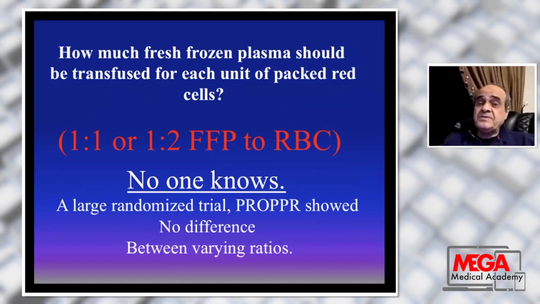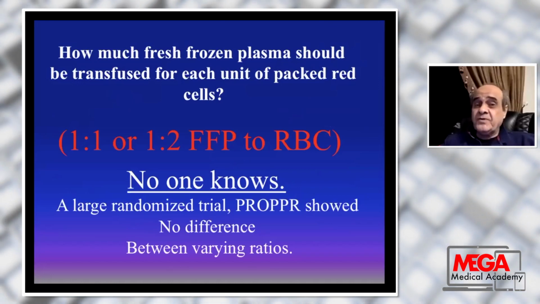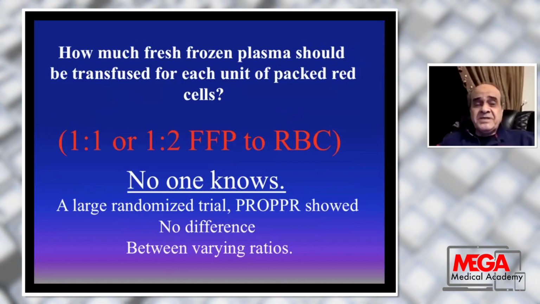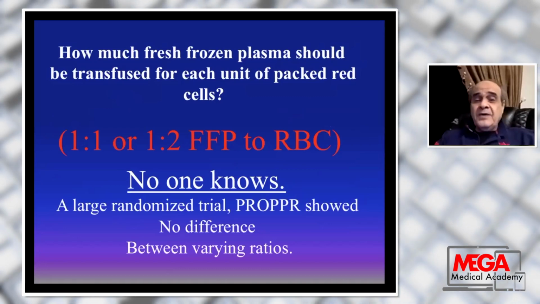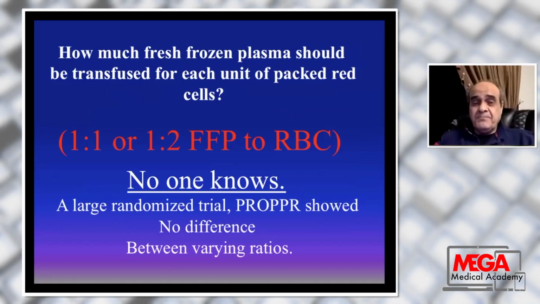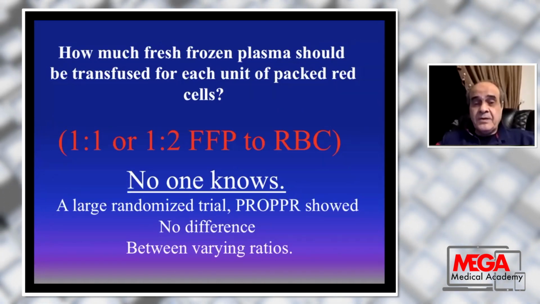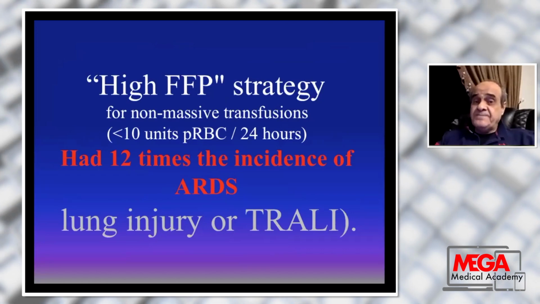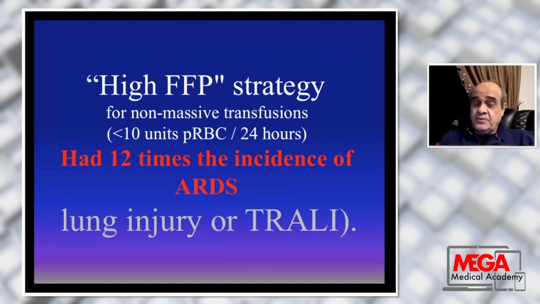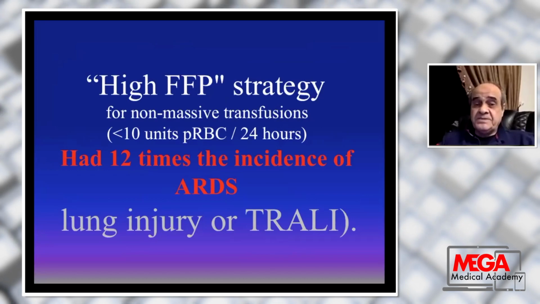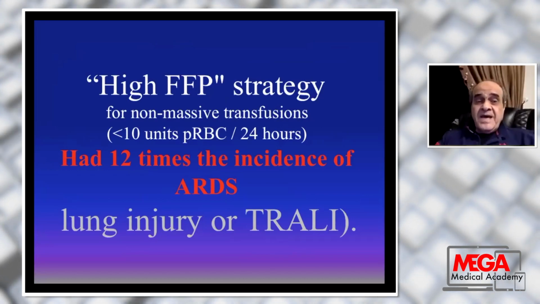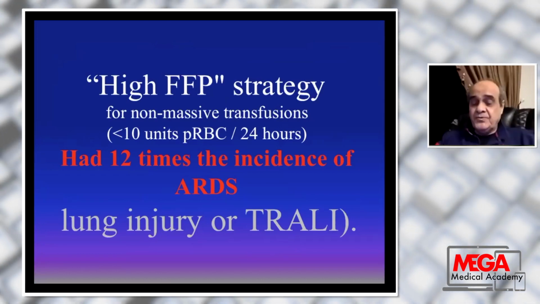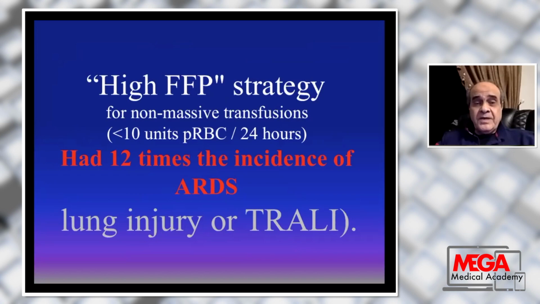How much fresh frozen plasma should be transfused for each unit of packed RBCs? There are many suggestions, such as 1 to 1 or 1 to 2. There is actually no difference in mortality or morbidity among critically ill patients. A high fresh frozen plasma strategy for non-massive transfusions, less than 1 unit packed RBCs per 24 hours, had 12 times the incidence of TRALI or ARDS due to lung injury.